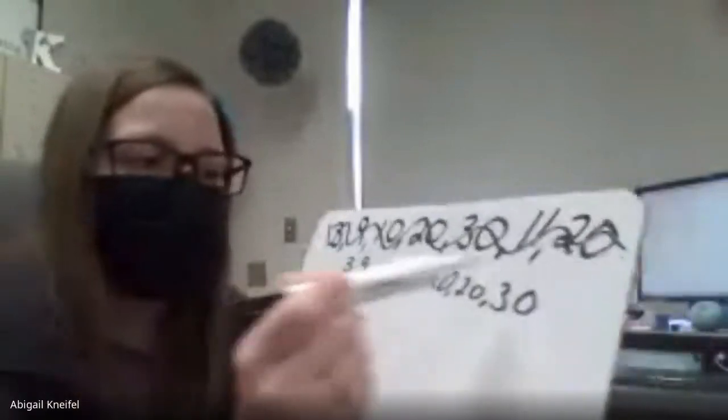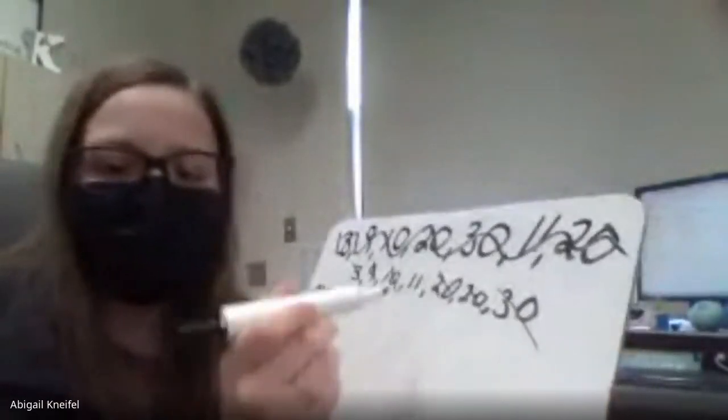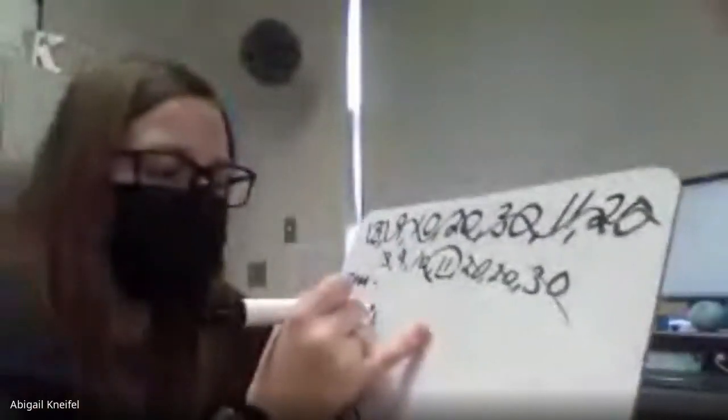Now, middle number. Mrs. Kneifel just crosses off till I get to the middle. And since there's an odd number, we do have a middle number. Our median is 11. Our middle number is 11.